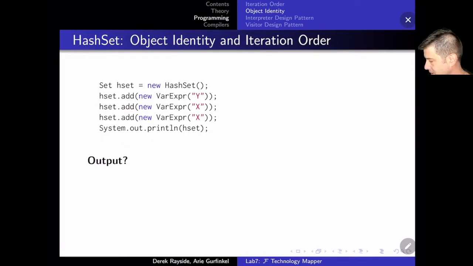All right, so let's look again at the example of a hash set. Say we have the following hash set, and I'm inserting 3 elements, y, x, x, and then I print this hash set. I know that the order will be non-deterministic, so it's either going to be y first or x first. The question is, am I going to have 3 elements printed or 2 elements printed?